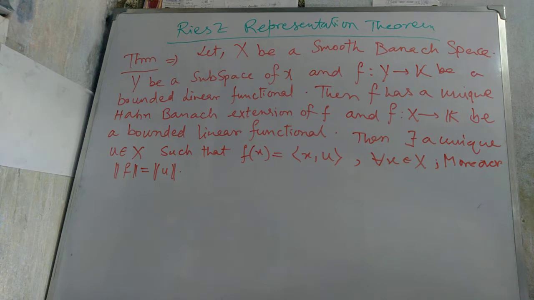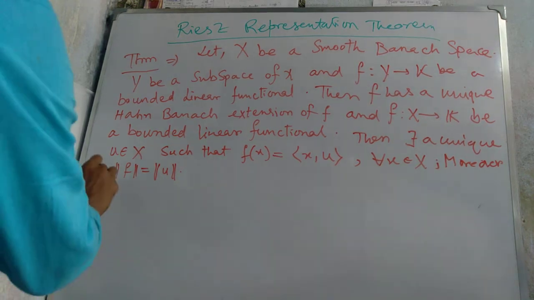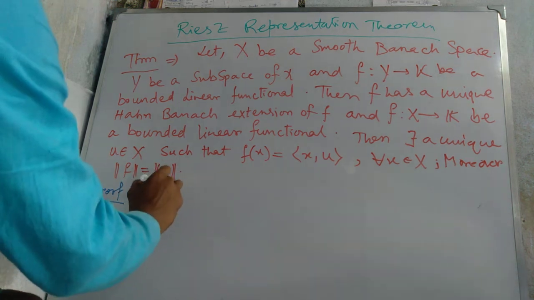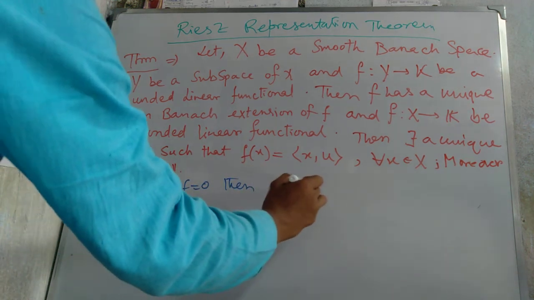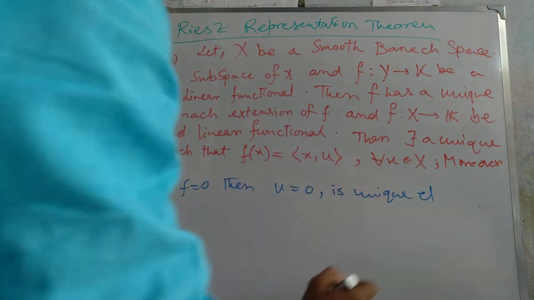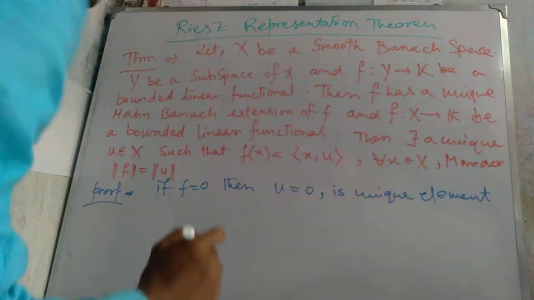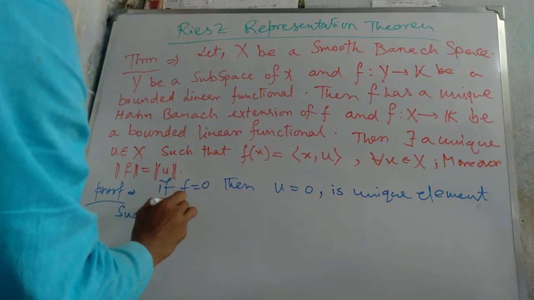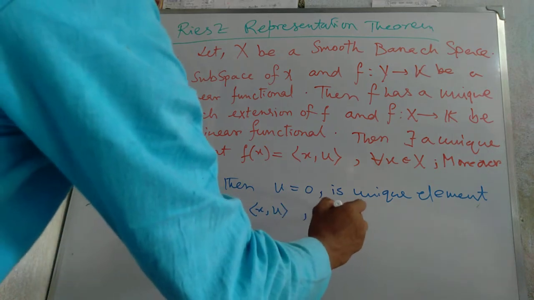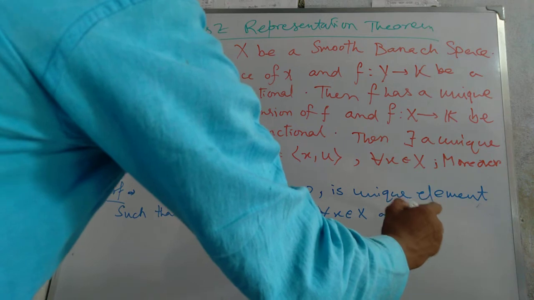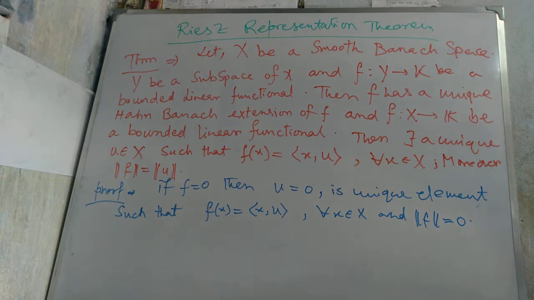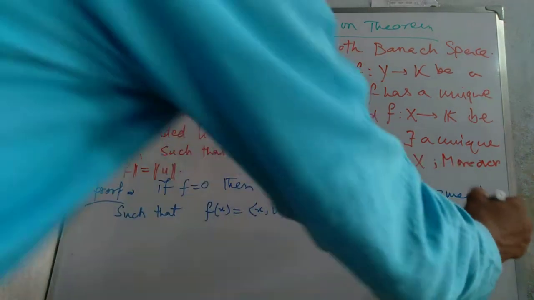Now we are going to prove this theorem. So we write the proof here. If f equals 0, then u equals 0 is the unique element such that f(x) equals the inner product of x and u for all x belonging to X, and the norm of f equals 0, which equals the norm of u here.